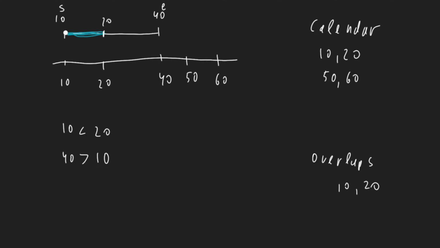How are we finding that intersection? We are taking the maximum of the starts. In this case, 10 and 10, the maximum in both cases is 10. And what is the minimum of the ends? The minimum of 40 and 20 is 20.